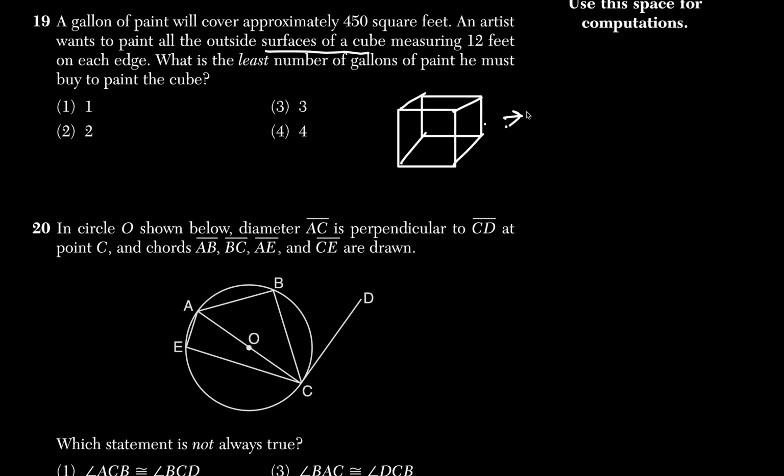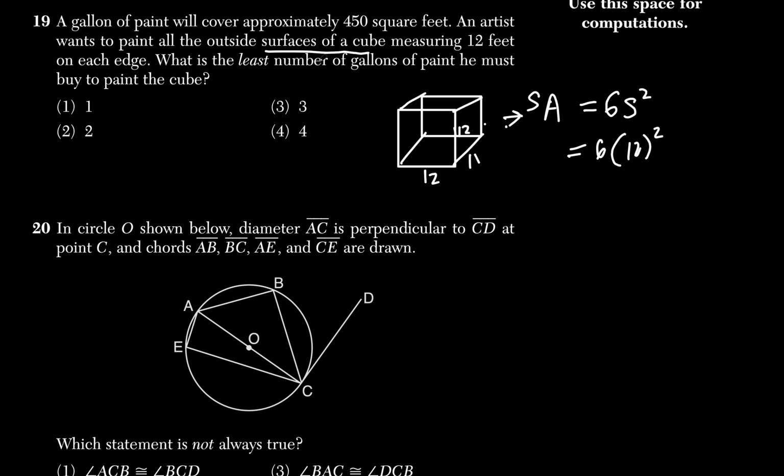So the surface area is just the area of a square, right? So these are all the same sides. The area of a square is s squared, but we're looking for surface area, and there are 6 sides to a cube, so it's 6s squared. Okay, so let's see what we have here. Measuring 12 feet on each edge. So these are all 12, 12, 12, and so on and so forth. So just get the square. So we have 6 times 12 squared.